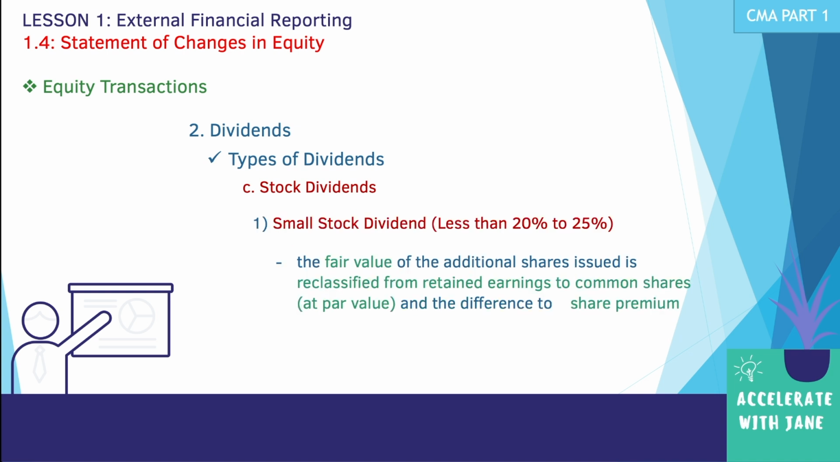In addition, for a small stock dividend, wherein it's less than 20% to 25%, take note that the fair value of the additional shares issued is simply reclassified from retained earnings to common shares at par value. So take note, at par value, and any difference is equal to share premium. Again, let me repeat this. If it's a small stock dividend, the total amount to be debited to retained earnings is equal to fair value. Now, we said that it's simply a reclassification of equity accounts, right? So the common shares that we need to credit is only equal to par value, and since there's a difference between the par value and fair value, any difference shall be credited to share premium.